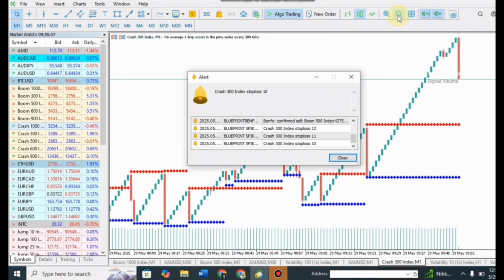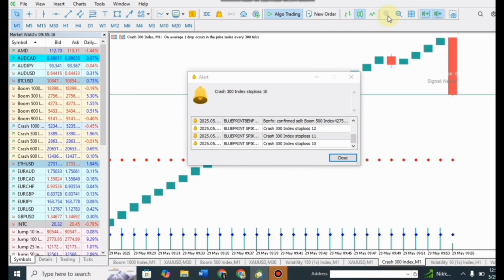So the arrow appears and the spike happens. Have you seen that? So that is how Crash 300 works. Remember, be careful. Put a good lot size in Crash 300.